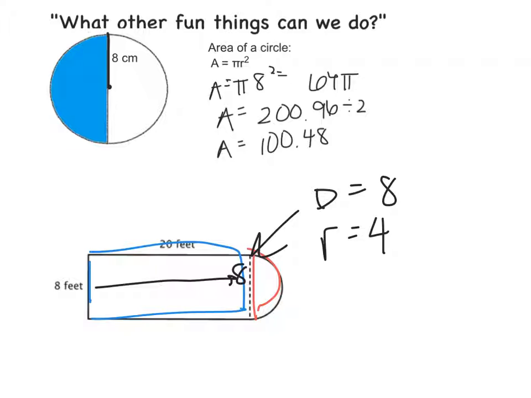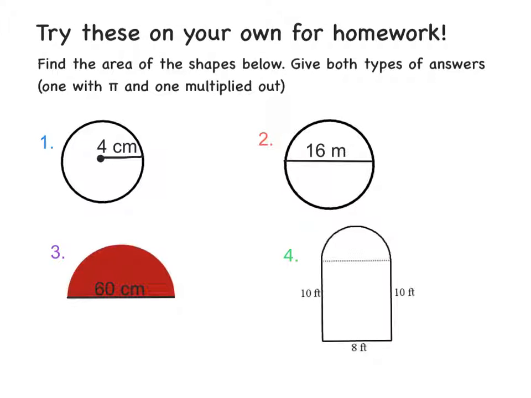So lots of fun stuff we can do with circles, especially since you now know also how to find the area of other parallelograms. Try these on your own for homework tonight. Remember for problems 1, 2, and 3 to give both types of answers. So one answer with pi in it and the other answer with pi or 3.14 multiplied out. You got this.